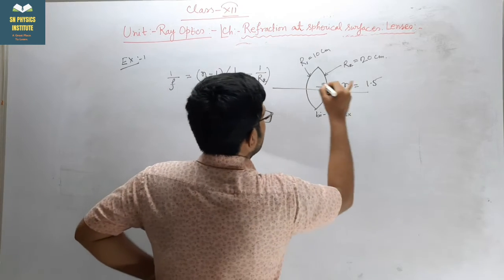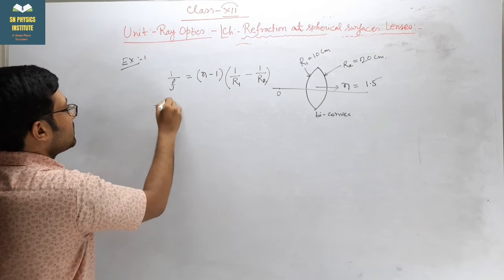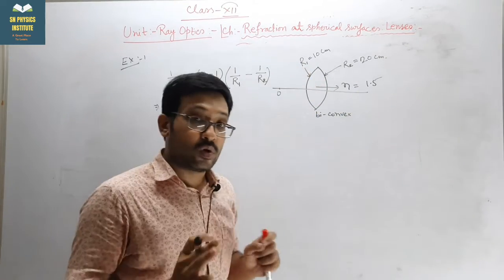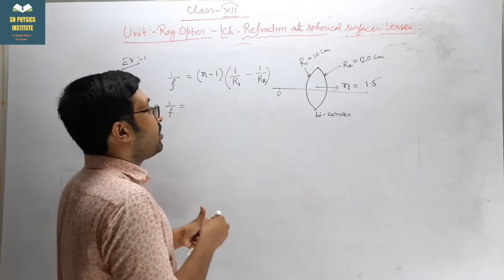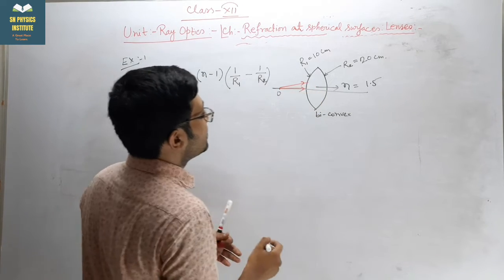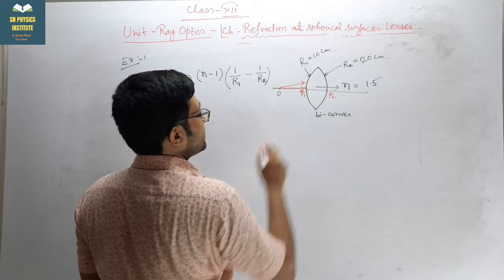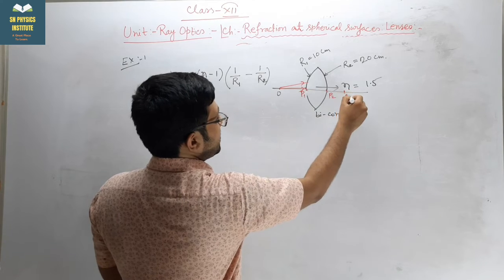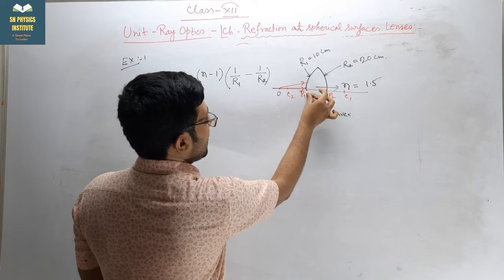But try to understand one thing. Suppose this is the object, now see here, 1 by F, and n is given. Here you have to note down the sign convention of the radius of curvature. If this is the object, then the incident ray is in this direction. This is the pole of the first surface, this is the pole of the second surface. So P1 C1 you measure along the incident ray.